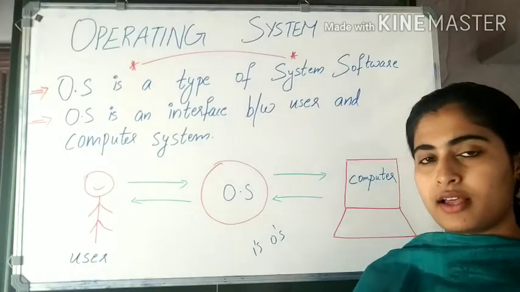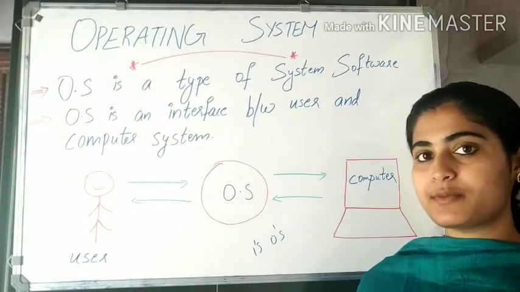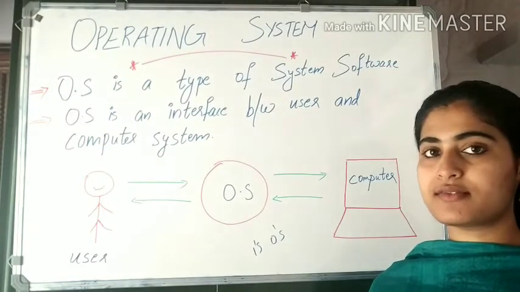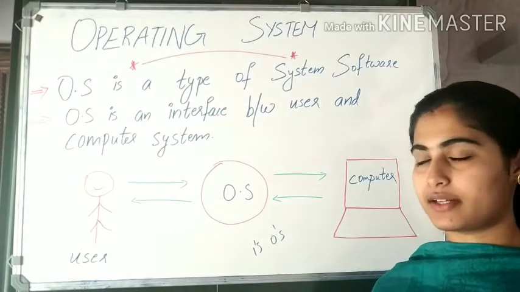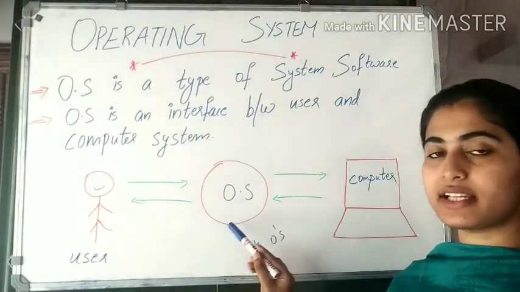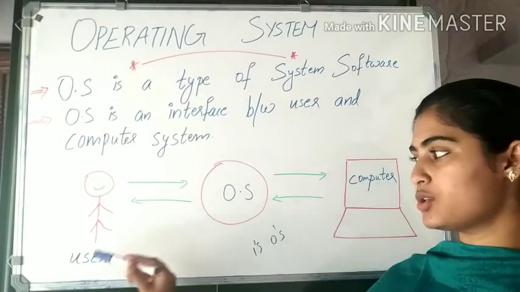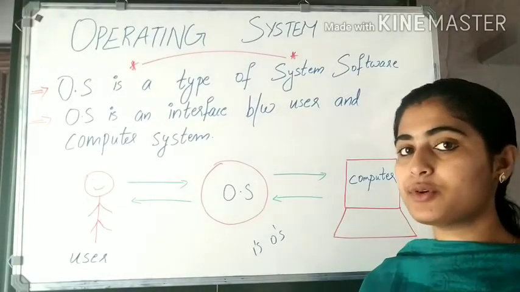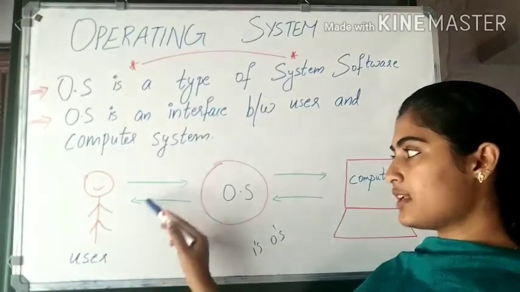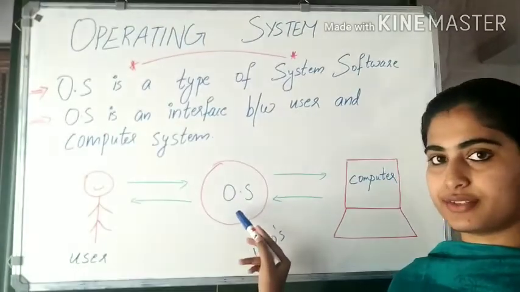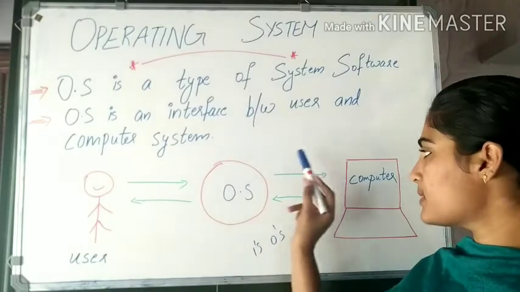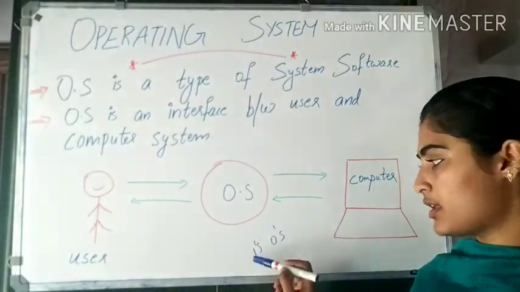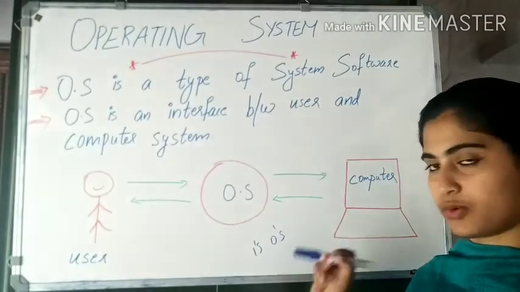So, a communication gap comes between user and computer. That is where an operating system comes. That is, operating system acts as an interface or a middleman between the user and computer. Whatever information I have to tell to the computer, first that information passes on to the operating system. And operating system is the one that communicates them to the computer in the form of ones and zeros.